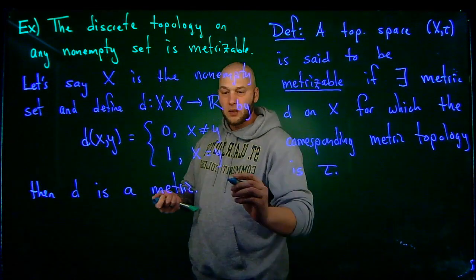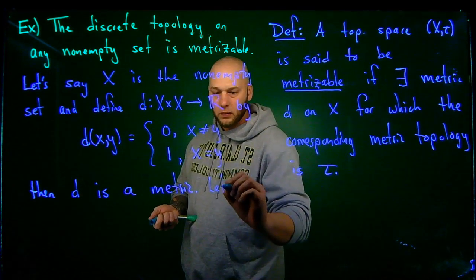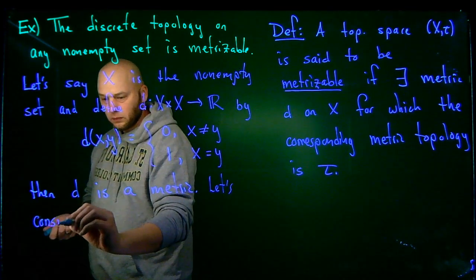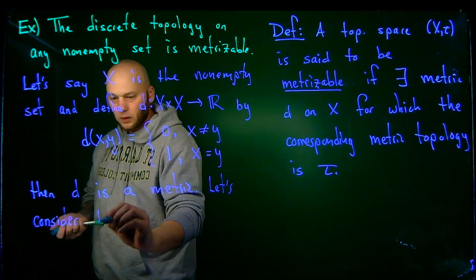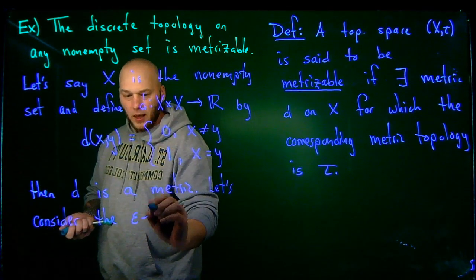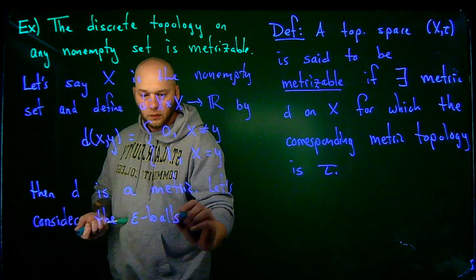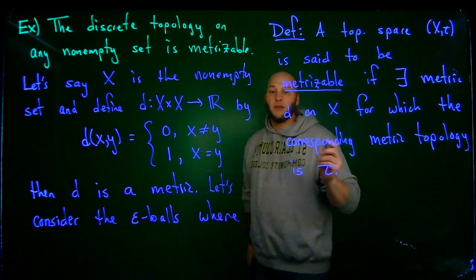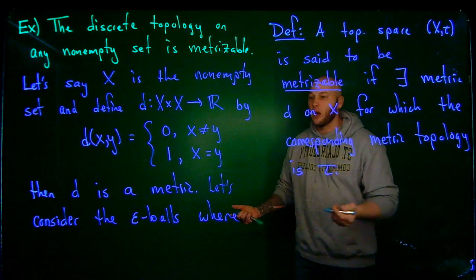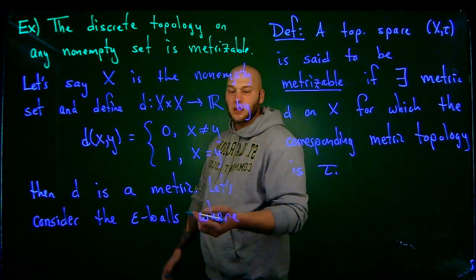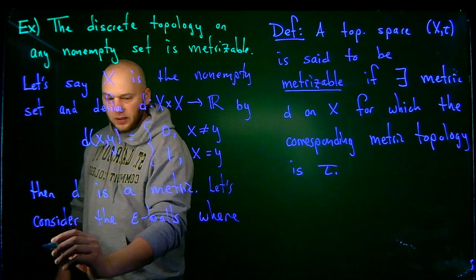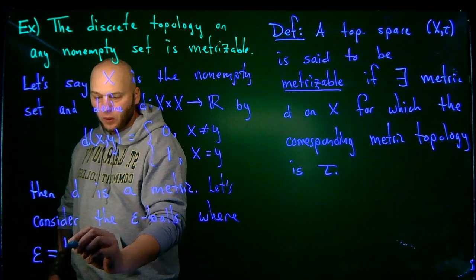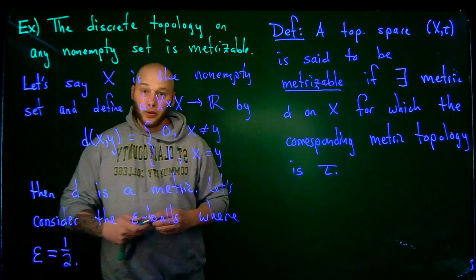Well, let's consider the epsilon balls where, now remember that the value of epsilon is any positive number, so let's go ahead and pick something like a half. So let's consider the epsilon balls where epsilon is equal to 1/2, and let's see what those would consist of.